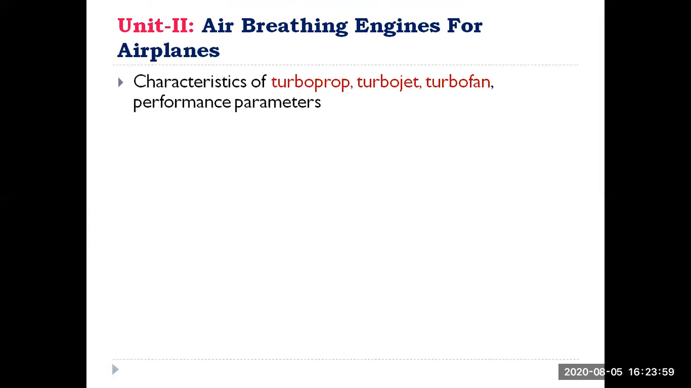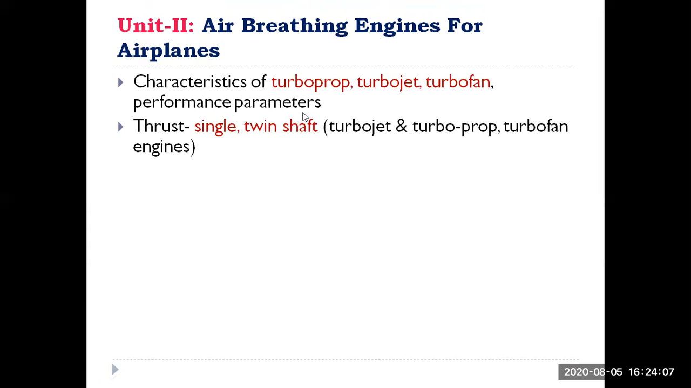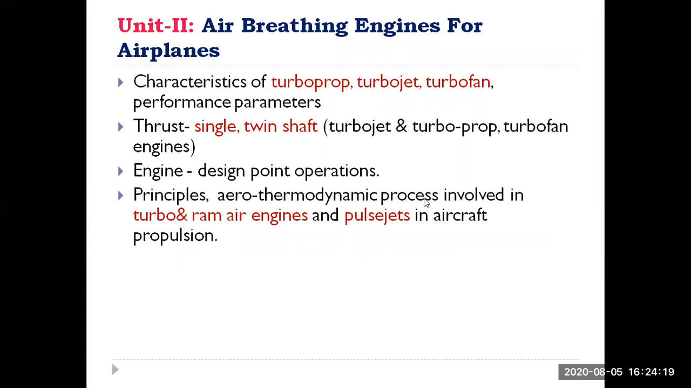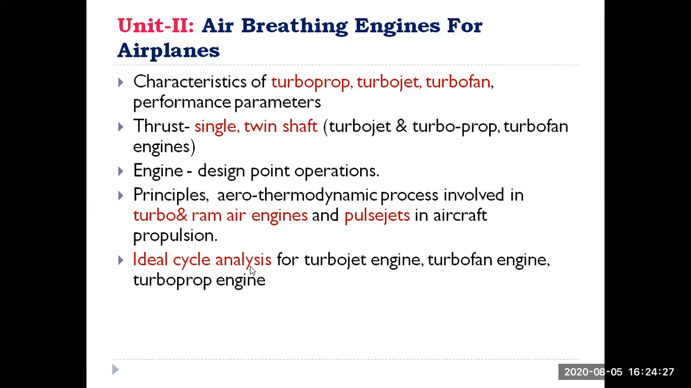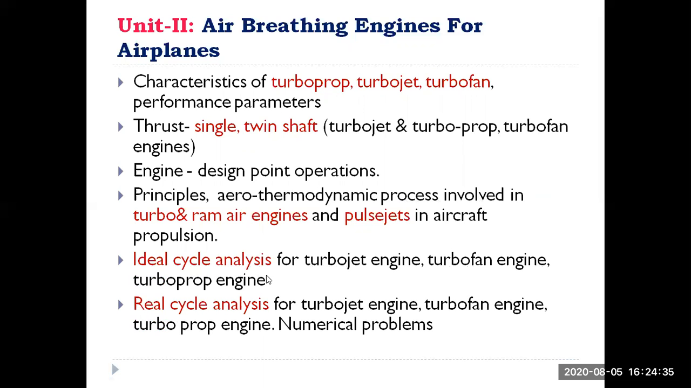Next, Unit 2, air breathing engines for aeroplanes. The contents in this Unit 2 are characteristics of turboprop, turbojet, turbofan, and performance parameters. Thrust, single and twin shaft for turbojet, turboprop, and turbofan engines. Engine design point operations, principles, aerothermodynamic process involved in turbo, ram air engines, and pulse jets in aircraft propulsion. Ideal cycle analysis for turbojet, turbofan, turboprop engine. Next topic is real cycle analysis, in the sense actual cycle analysis for the same turbojet, turbofan, and turboprop engine, and numerical problems. These are the contents in Unit 2.